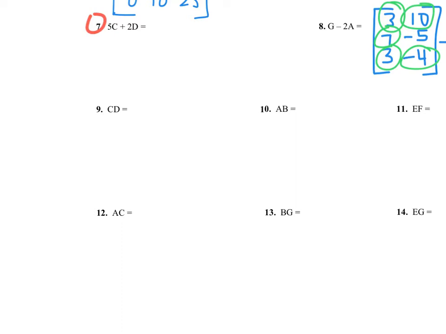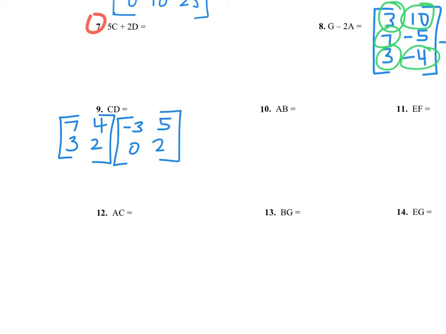Number 9, C times D. For me, I need to multiply them. I need to write them down right next to each other. You don't have to, but I have to. All right, so C is 7, 4, 3, 2. And make sure you write them down in the correct order. C times D is not D times C with matrices. Okay, and then D is -3, 5, 0, 2.